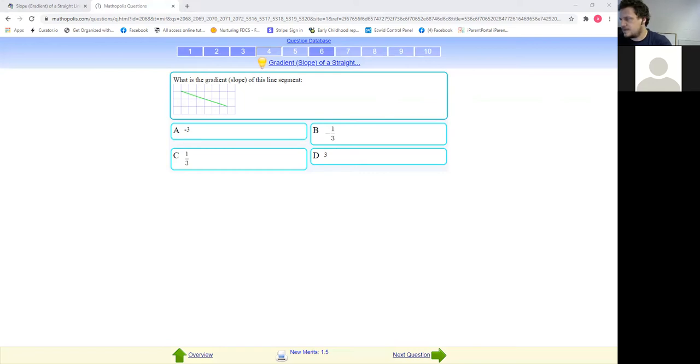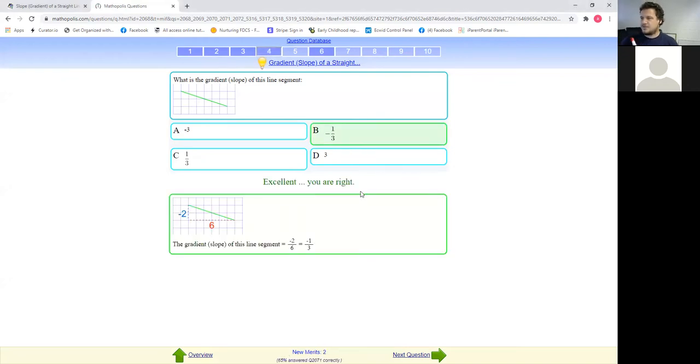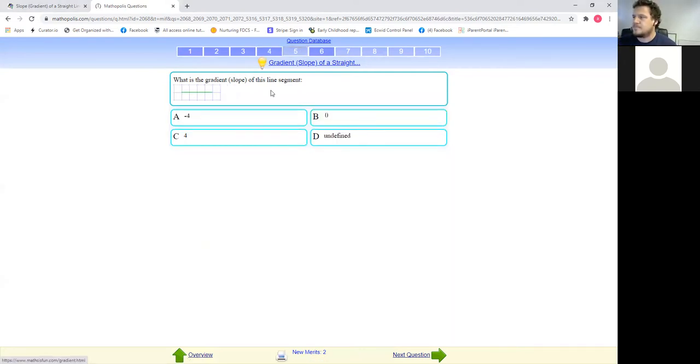Okay. So here, we know it's a minus number because it's going down. The rise is 2 divided by 6. Sorry, minus 2. So that should give us minus 1/3. So minus 2 divided by 6 gives us minus 1/3. So again, 30 seconds to do this one.